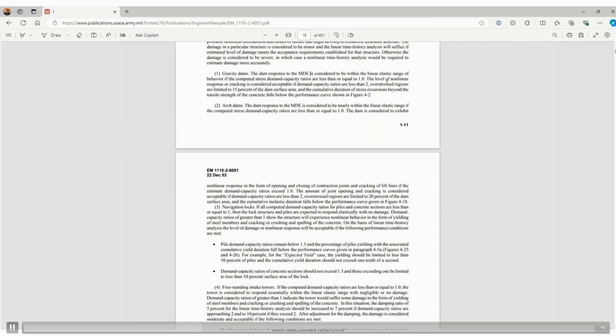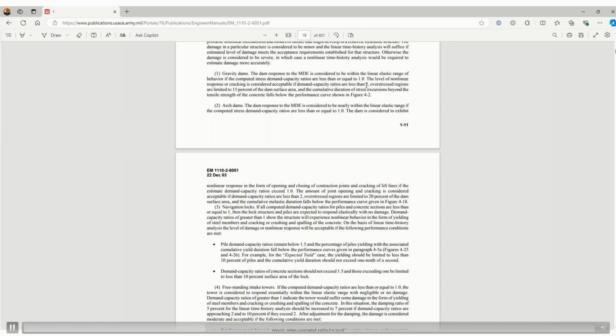Even up to 2, that means if the demand capacity ratio is 2, then also we can consider it to be safe. So we don't have to do nonlinear analysis. But if it exceeds 2, then we have to check the overstressed region.